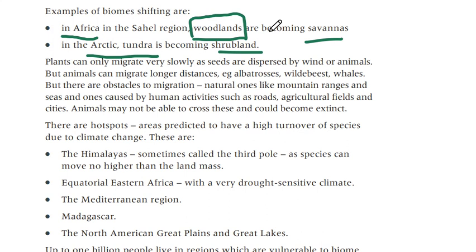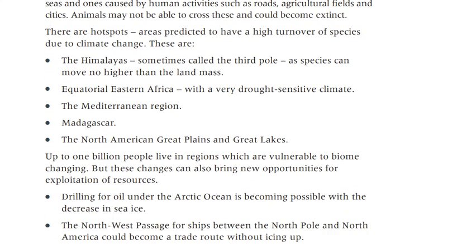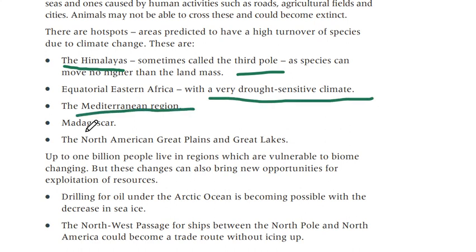There are some hotspots that are predicted to have a very high turnover of species due to climate change. It's going to include the Himalayas, sometimes called the third pole. I'll just mark Himalayas, as species can move no higher than the land mass. Also equatorial Eastern Africa with a very drought-sensitive climate, the Mediterranean region, Madagascar, and the North American Great Plains and Great Lakes. Up to 1 billion people live in regions which are vulnerable to biome changing.